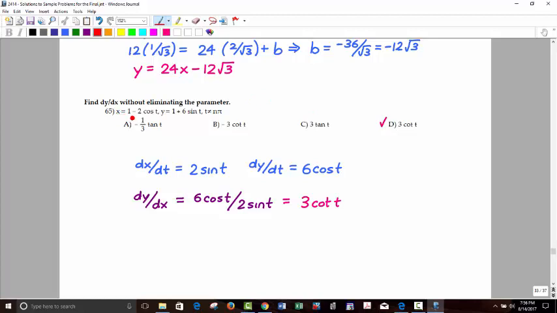So x is 1 minus 2 cos t, so the derivative, because of that negative in front, will make it positive 2 sine t. dy/dt, the derivative of 1 plus 6 sine t, will be 6 cosine t. So we put dy/dt in the numerator, so it's 6 cos t divided by 2 sine t. That simplifies to 3 cotangent t, which is answer D.